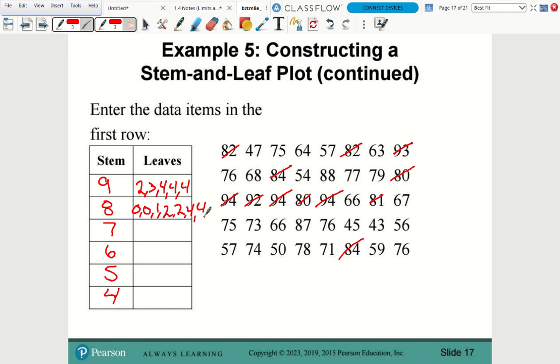Is there another 85? No. 86? No. 87? Yes. There is an 87. I'm looking for it. Bottom right there. Look at the last one, under 80. Oh, okay. So there is an 87 right here.